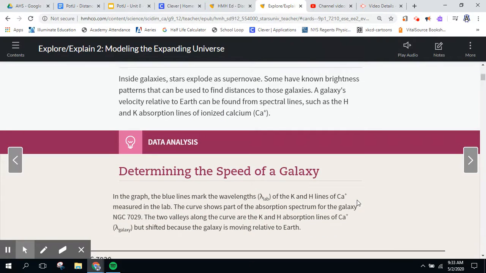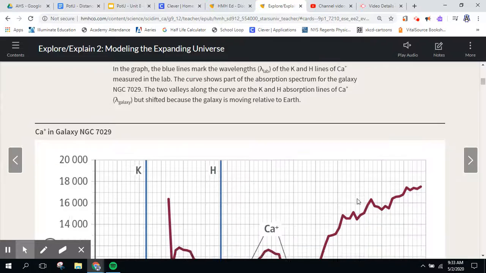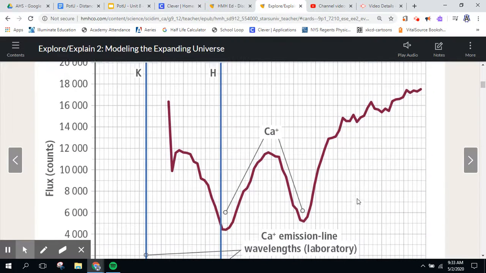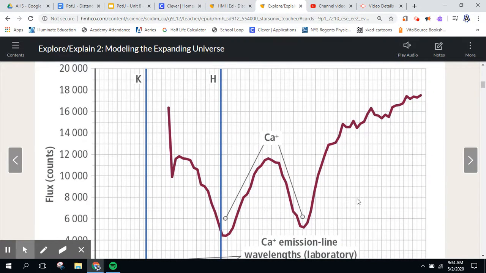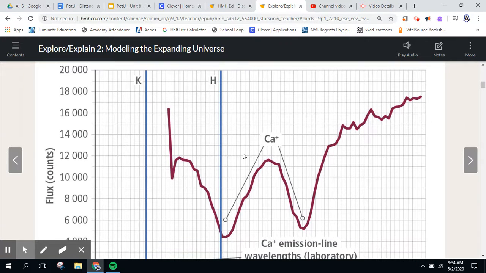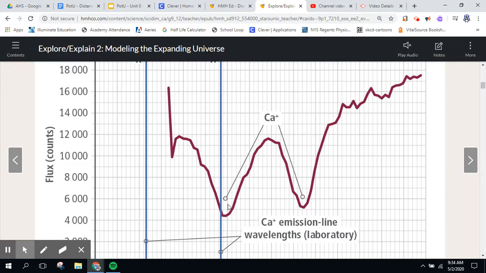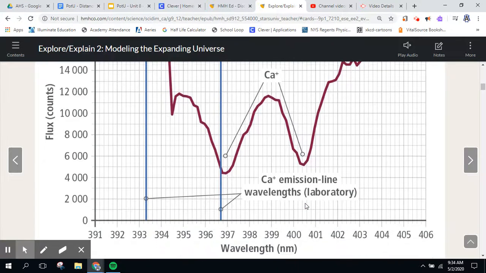But again, we're going at this idea of how do we figure out the speed of a galaxy? How do we determine motion? We talked about this briefly, that because things are in motion, these wavelengths get stretched out. That's really the main idea with this. We have our absorption lines for potassium and hydrogen, and then this calcium ion. And we can see that in the laboratory, we have these set values. And then these values here are what we actually measure that's coming in from space, where those absorption lines are.